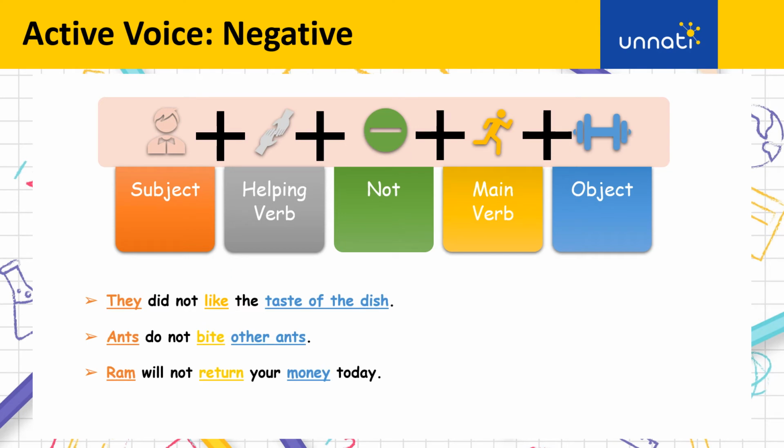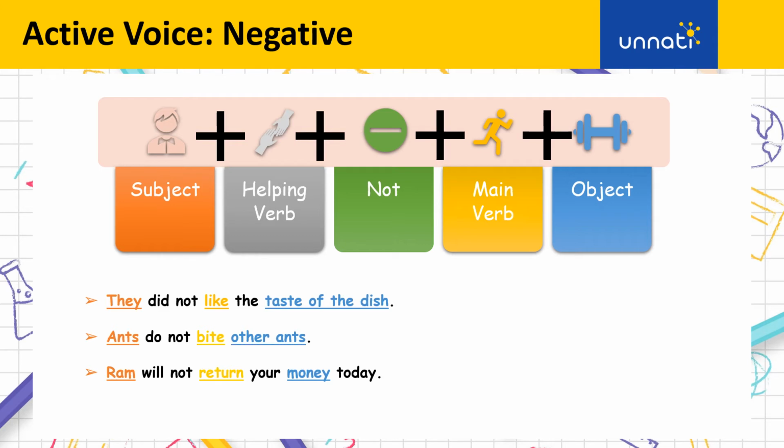So now we look at constructing some negative sentences in active voice. What is the structural formula? We have the subject plus helping verb plus not plus main verb plus object. Now remember, in a negative sentence, not is introduced to have the negative meaning in the sentence. So what is it that we have to have? The subject plus helping verb plus not plus main verb plus object.